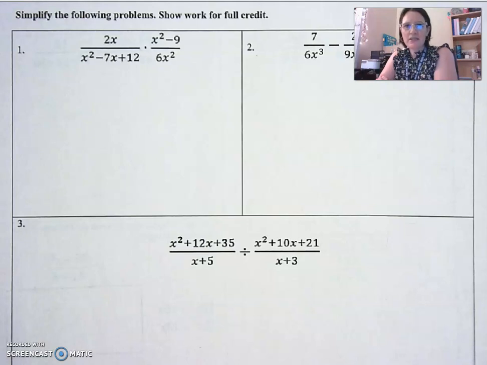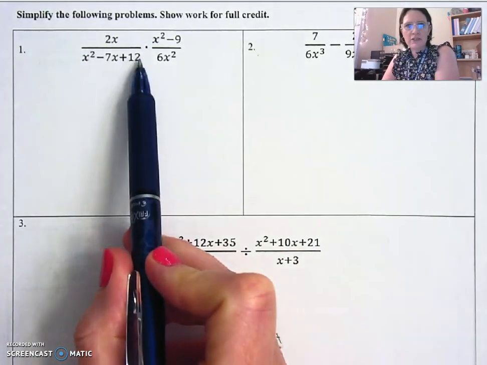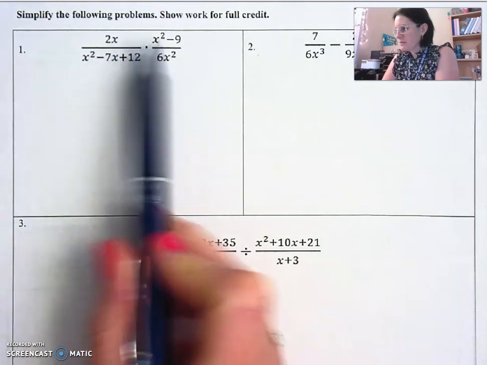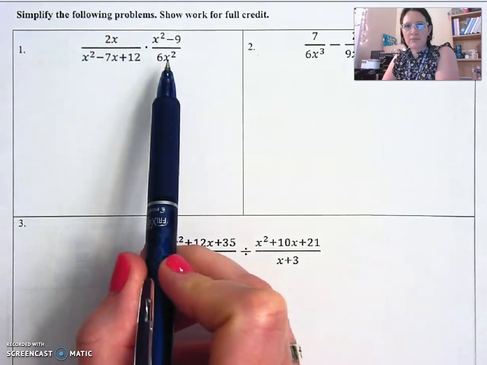Okay, here is your test 3 review video. For number 1, we are multiplying two fractions. We're going to factor wherever we can, and then we're going to multiply across the top and across the bottom.